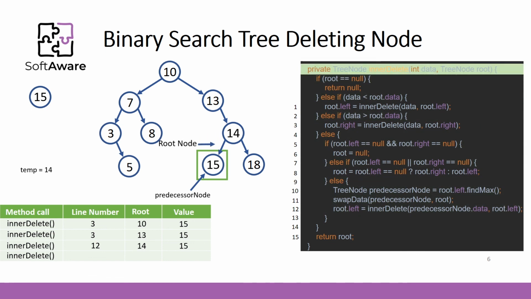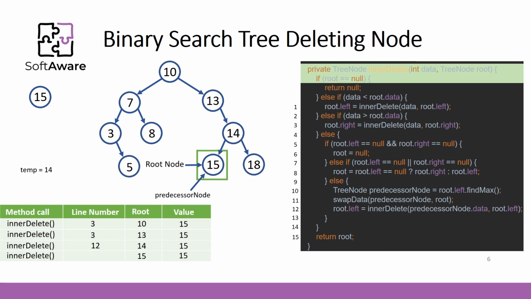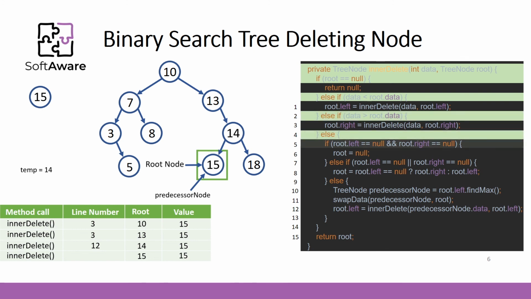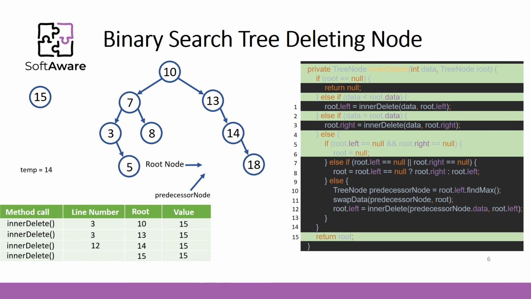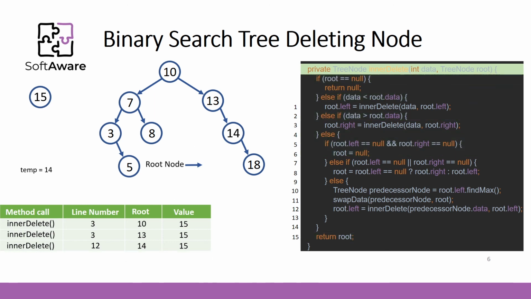At the next method call, root.left points to 15 and data is also 15. So we skip the first if statement as our root is not null. We also skip the next two else if statements as now both input arguments are the same. After else, at the first if statement we check if our root.left and root.right are empty. Yes, they are both empty, so we point root to null, which will also point root.left from the previous method call to null. As we return from this method call, we can pop it and go to the previous method call.